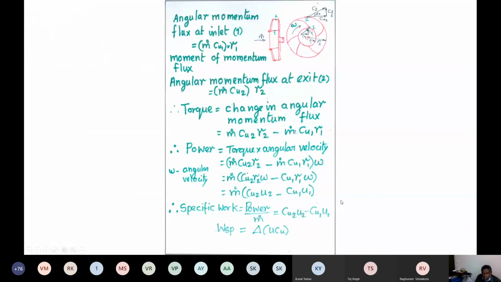So this is the final part of the derivation. Again, you see the two views of the impeller. The velocities at 1 and 2 are indicated. At 1 it is C1 and not marked here. At 2 it is C2.